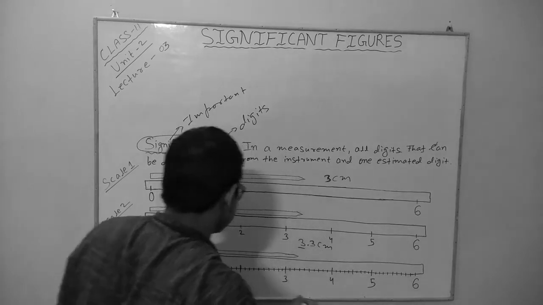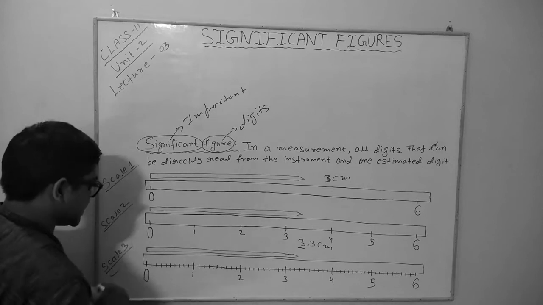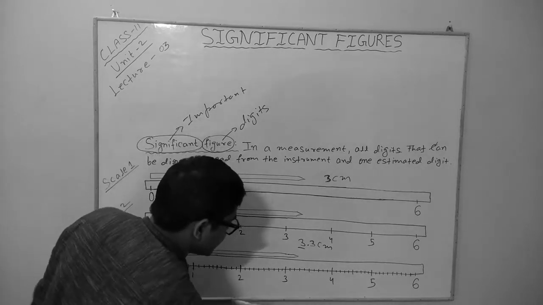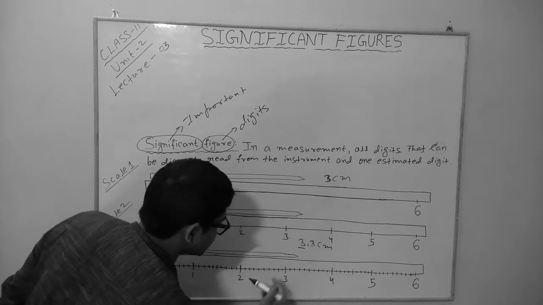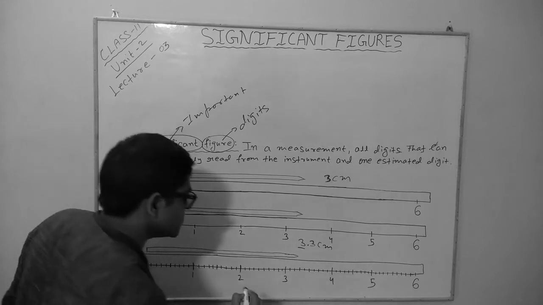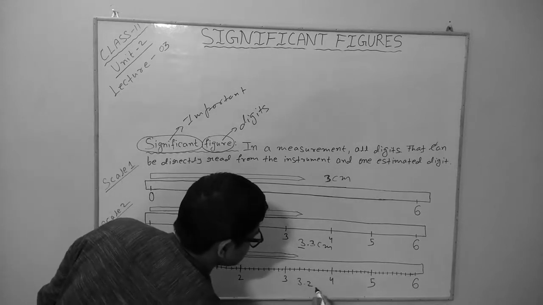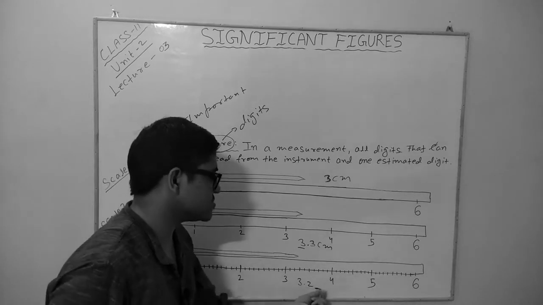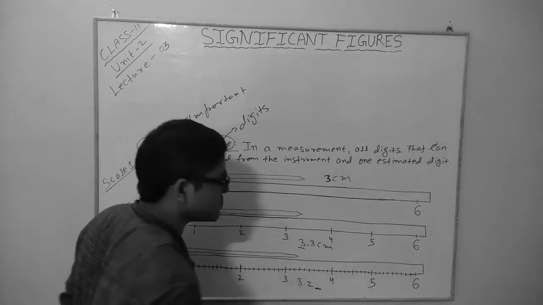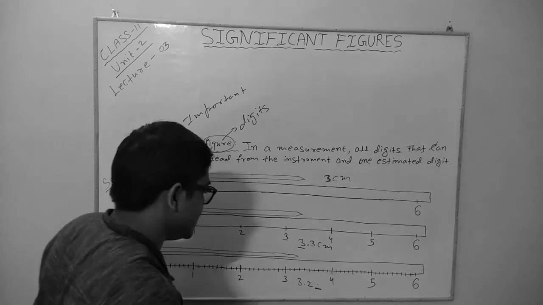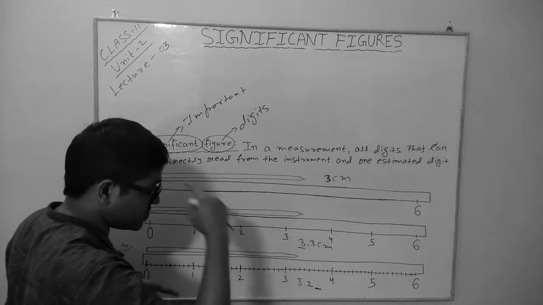Okay. Now let's move on to the third scale. Here, this scale is clearly telling me that the measured value, the length of this pencil, is lying somewhere between 3.2 and 3.3. So it should be 3.2 something. This scale is not telling me anything about the third digit. So this digit will come from my estimation. The first two digits I can directly read from the instrument, from this scale.